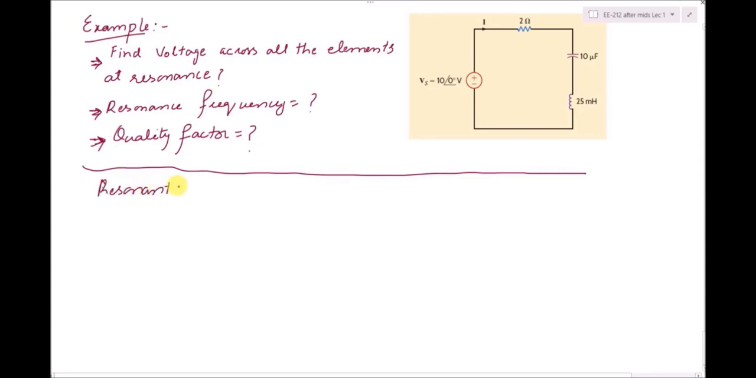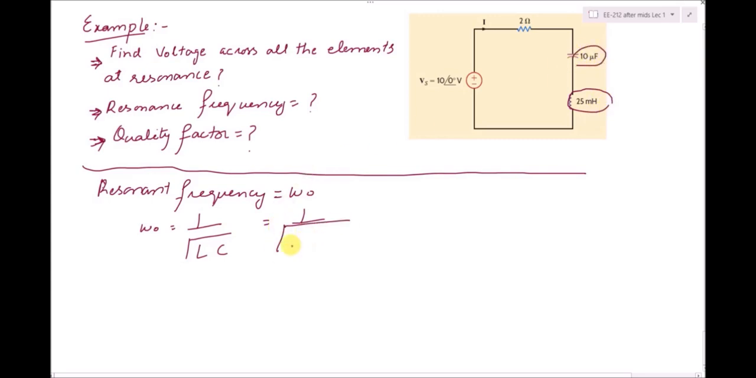Resonant frequency, that is equal to omega naught. Formula for omega naught is equal to 1 over under root L and C. So if I use the values that are 25 millihenry and 10 microfarad, that will be 10 into 10 raised to minus 6 into 25 into 10 raised to minus 3. So you will get the value for omega naught, that is 2000 radian per second.